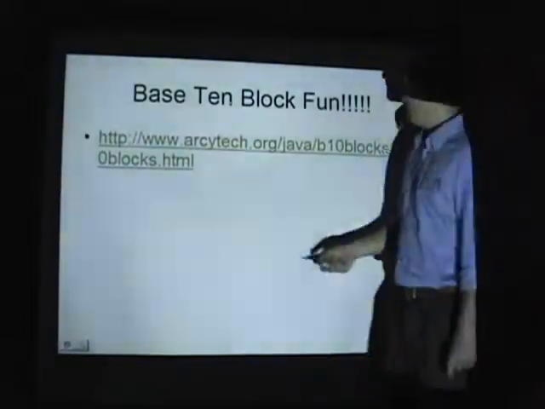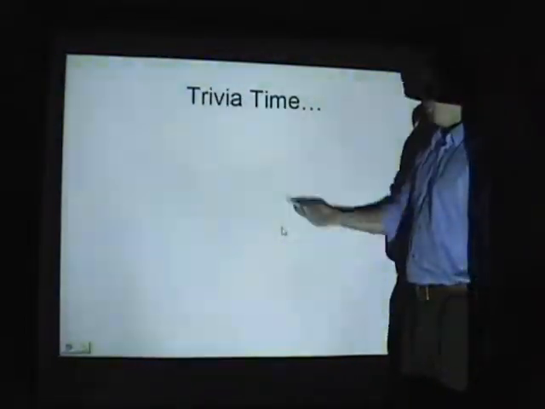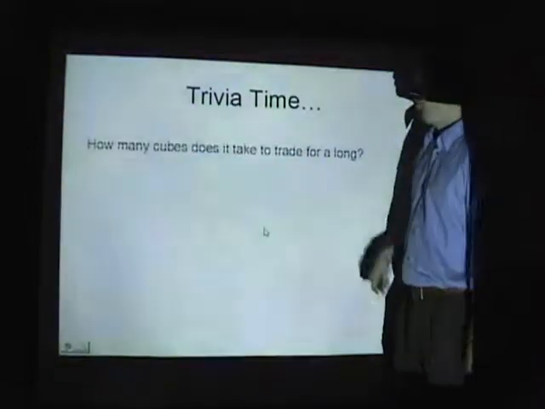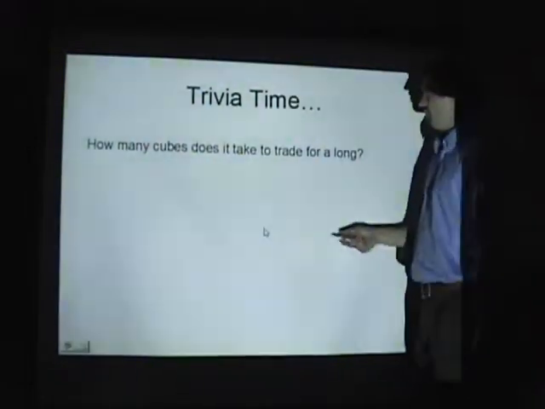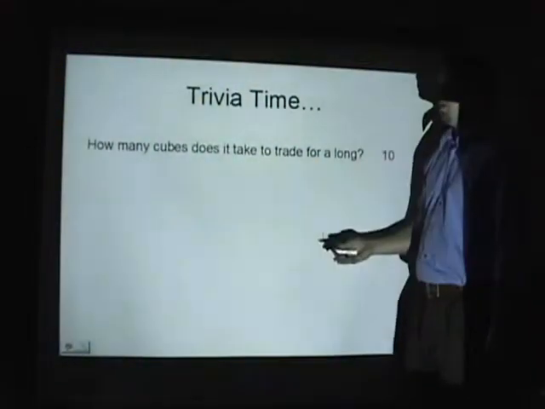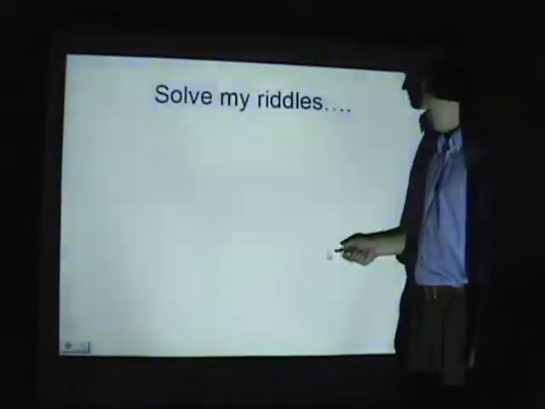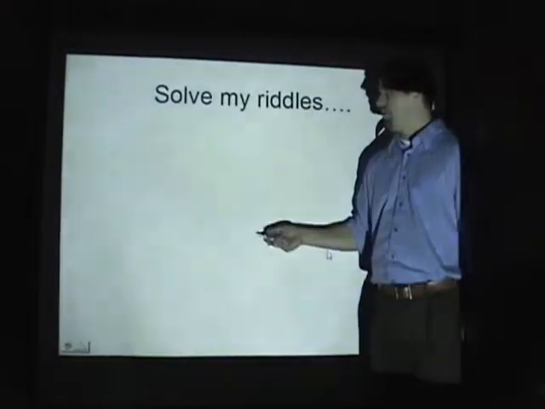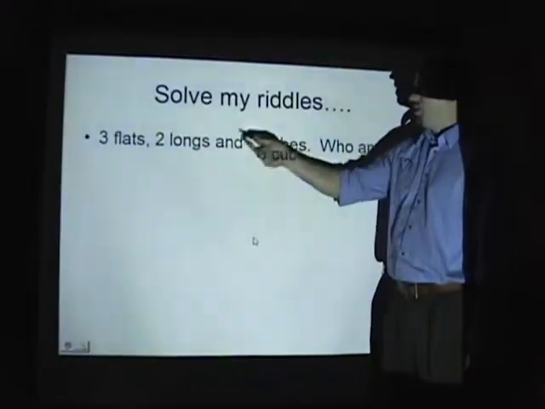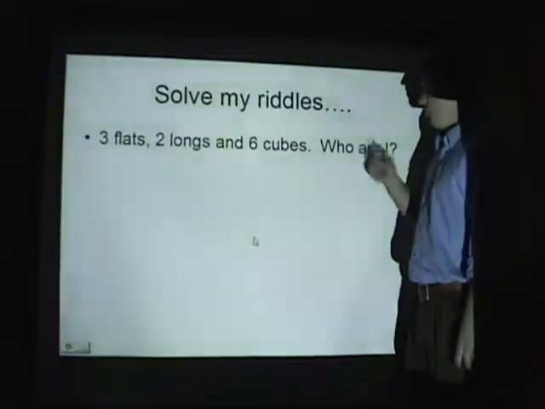Then we go back into the actual lesson. Just to review, it's trivia time, and we'll go over a few questions. How many cubes does it take to trade for a long? This is more or less just my time to see if they can figure out what we've been practicing. And then we'll have some solve-my-riddle questions. With this, 3 flats, 2 longs, and 6 cubes, who am I?